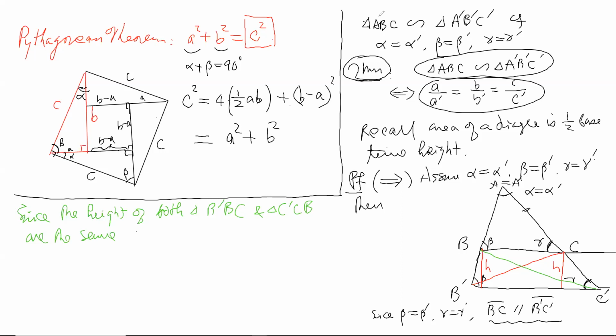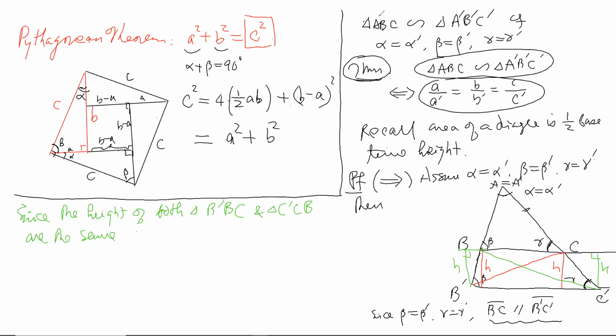Because BC is parallel to B prime C prime, the altitudes from C prime to BC and from B prime to BC are the same. Do you agree? They are all equal to H. Does that make sense to you?